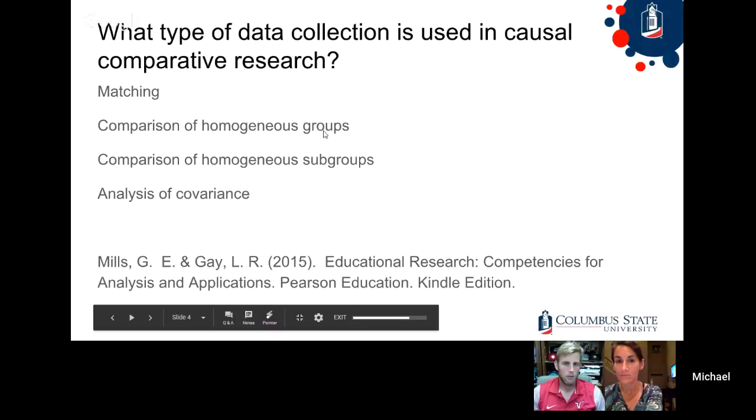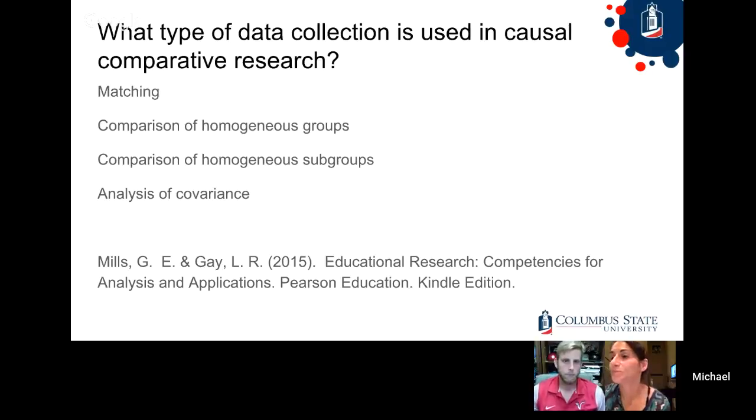What type of data collection is used in causal comparative research? Data collection is used from matching, a comparison of homogeneous groups, a comparison of homogeneous subgroups, and an analysis of covariance.